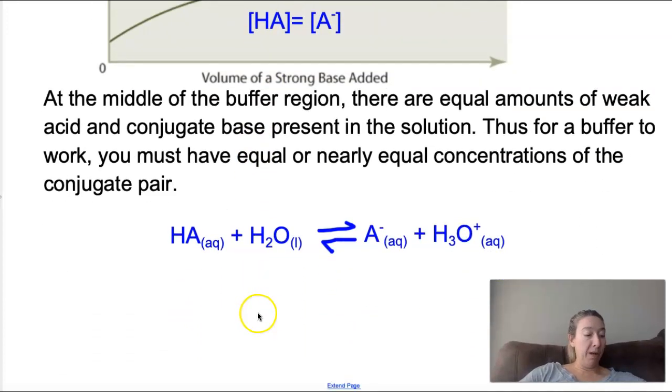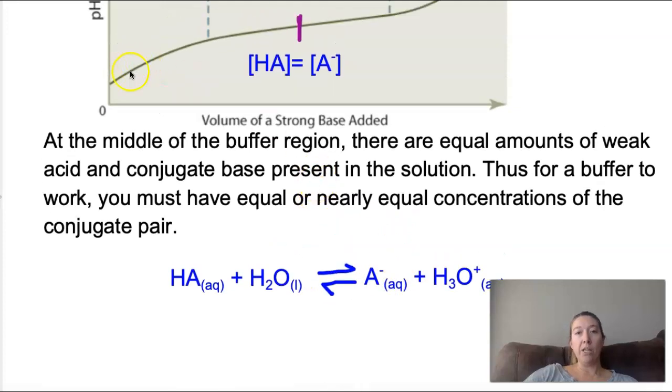So a buffer is going to be able to resist it because it has to have a reasonable concentration of A- and HA. Right? If I have a lot of HA but very little A-, sure, I could shift to the right, but I'm not going to be able to shift very much to the left because I'm not going to have enough A-. And that's why initially, as this sets up, it does change the pH because I don't have enough A-.